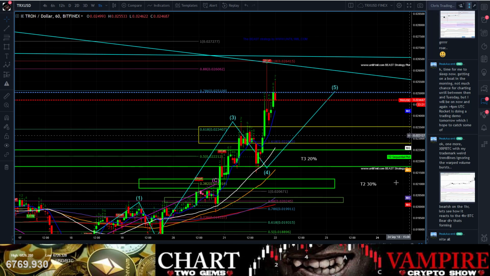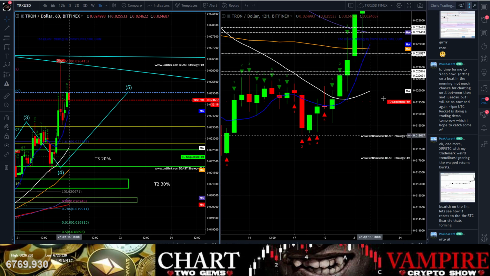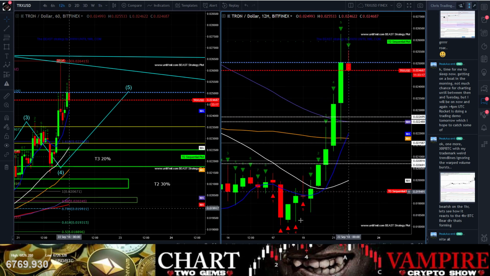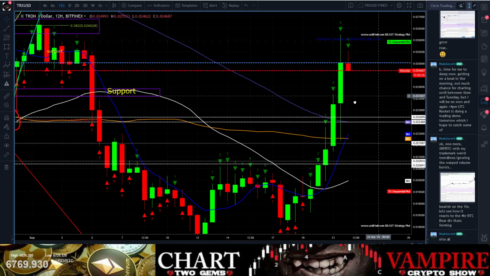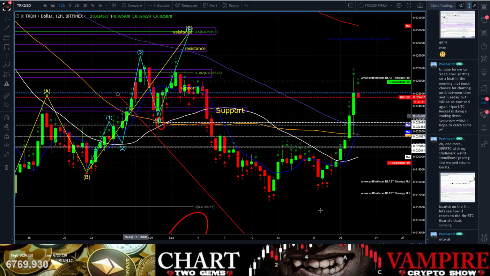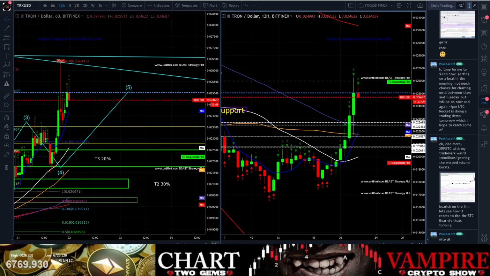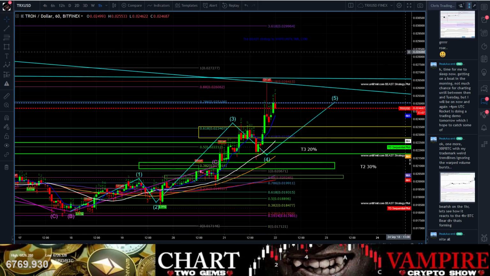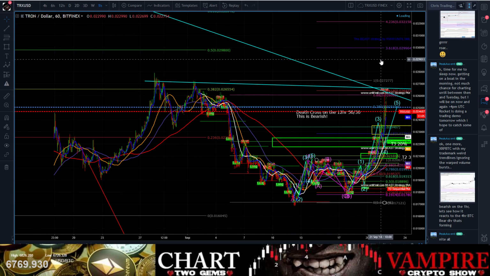All right, here's our TRX chart right here. I've got two TRX charts, two Tron charts, and I want to bring both of these up for everybody. The first one I'm going to bring up is this wedge chart right here. Actually, pull it back to this one. All right, so here's this wedge chart. Take a look at this wedge chart.